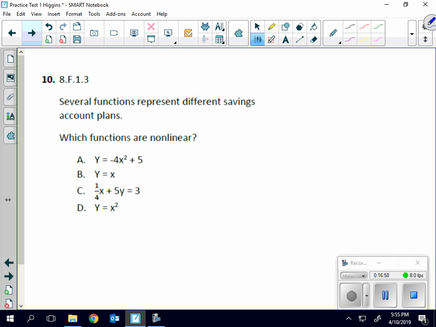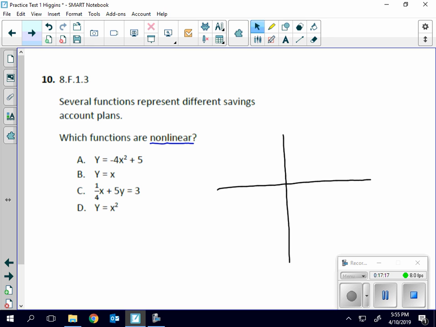All right, several functions represent different savings account plans. Which functions are non-linear, not straight? Okay, a linear function, you guys know what it looks like on a graph. It has to be some kind of straight line. In order to be a straight line, it has to have a constant rate of change. You have to have a y to the first power and an x to the first power. Okay, they can't be multiplied together. Can't do that. Can't multiply them together.